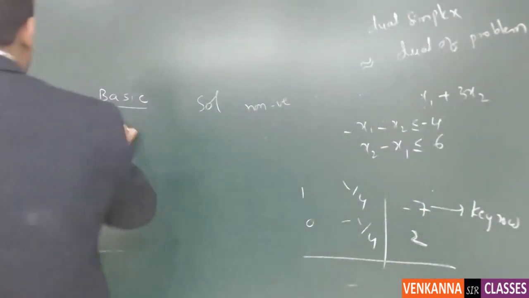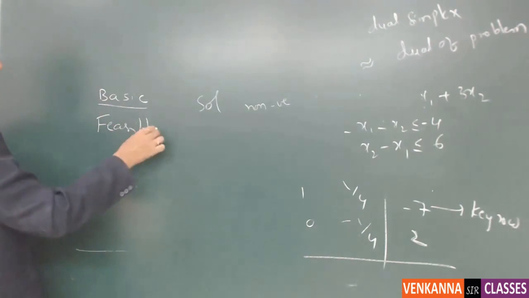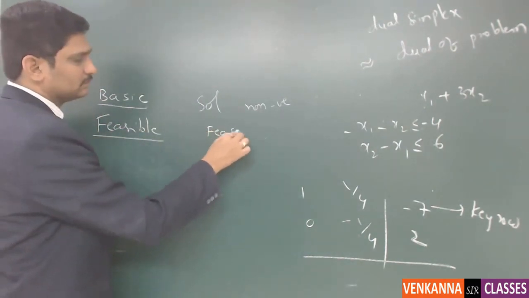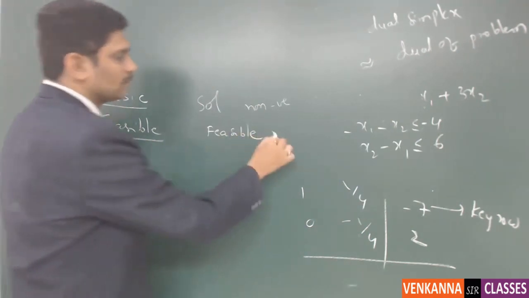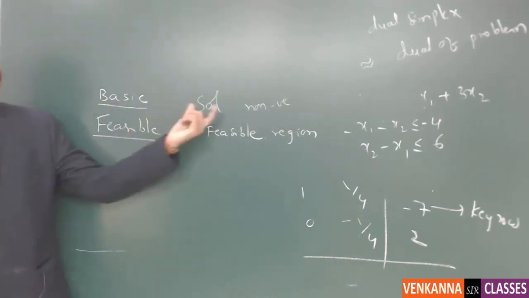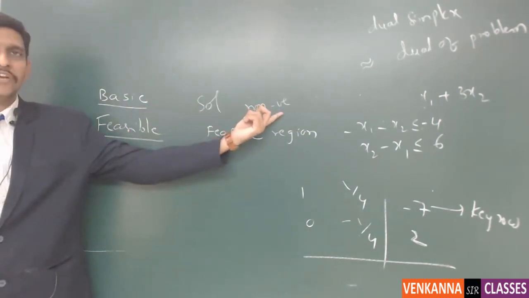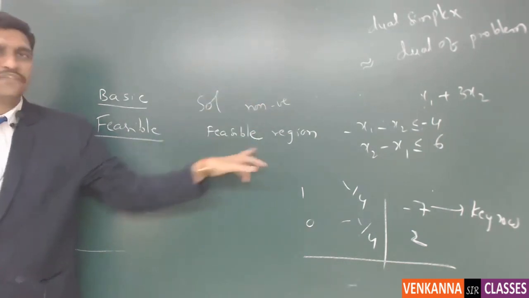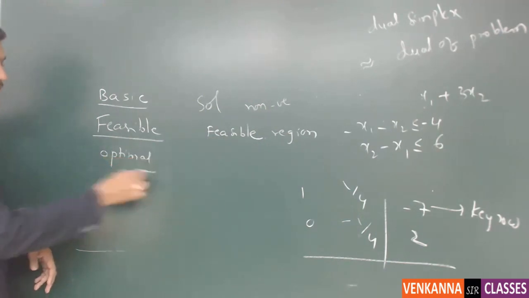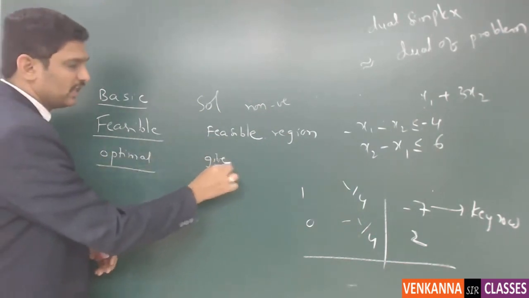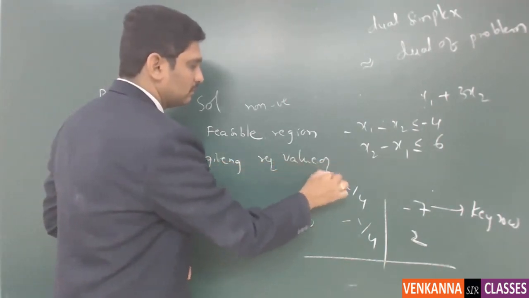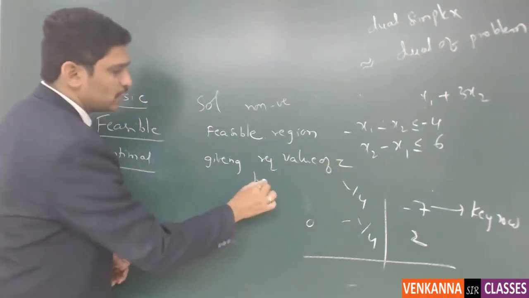And second one, feasible means it must satisfy in the feasible region. So it is a basic solution, that means satisfying the condition having non-negative restrictions, and it must come under the feasible region. So optimal means giving required value for Z, the best value of Z.